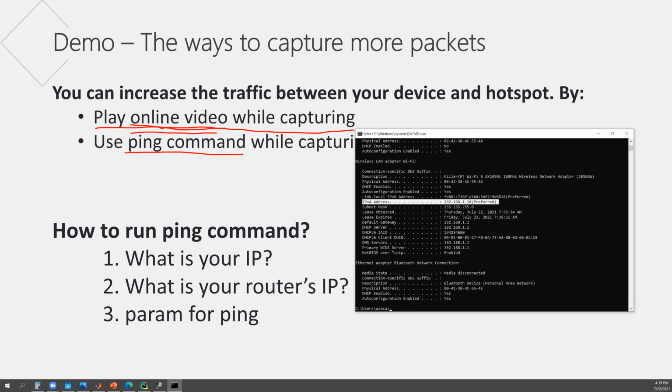So remember, do not ping your own IP address. If I ping this IP address, I will not get any packets. Use the default gateway. If you are using Mac OS or Linux, you can use the command ifconfig. It is basically exactly the same. So make sure you use the right IP address, okay?